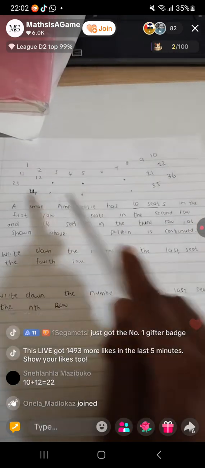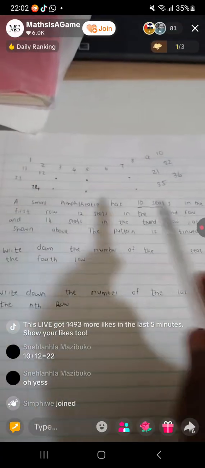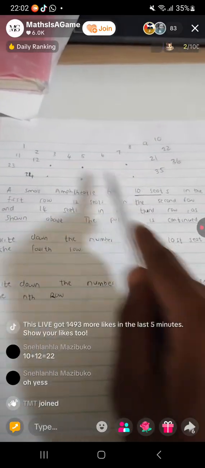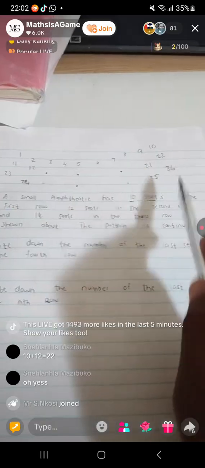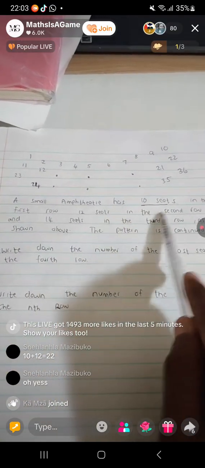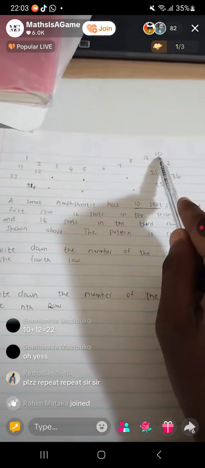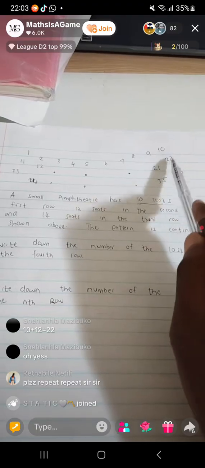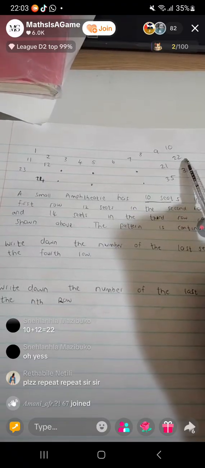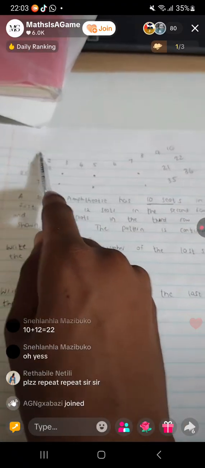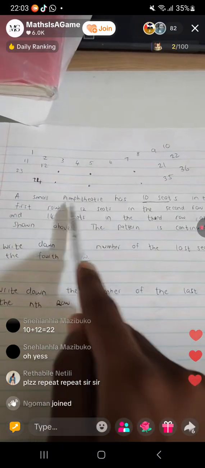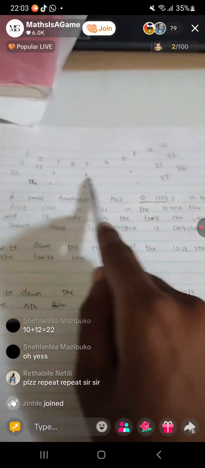Okay, but it is formed by the fact that in each row, as it says, a small amphitheater has 10 seats. The first 10 seats in the first row, but then 12 seats in the second row. So if you add 12 seats to the 10, that means the very last seat here will be the 22nd seat. All right, so I repeat one more time. There's 10 seats in the first row. Then they are saying 12 seats.